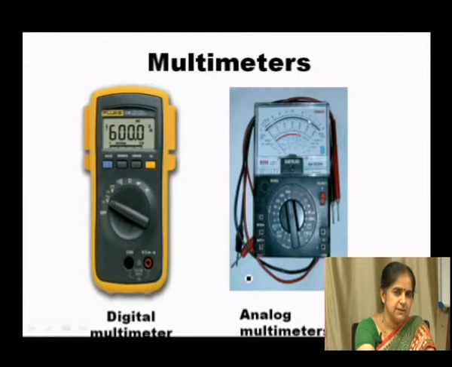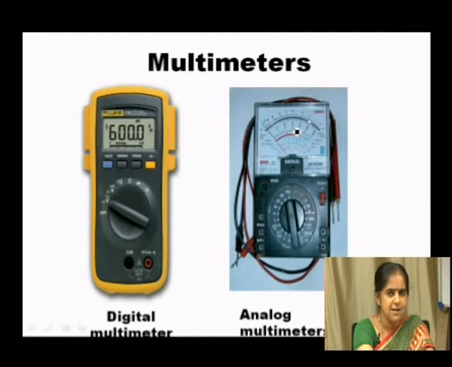This one shows the digital multimeter, where the magnitude is given in the form of digits, and this one is the analog multimeter, where the pointer indicates the value of the resistance. So, there are two types of multimeters, one is the digital multimeter and another one is the analog multimeter. These are the two different types of multimeters which are available in the market.